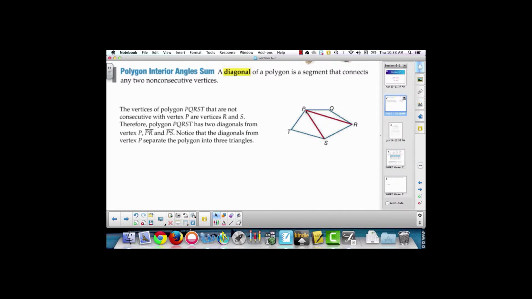For example, if I choose vertex P, PS and PR are diagonals coming from vertex P. PQ and PT are not diagonals because Q and T are vertices right next to vertex P.